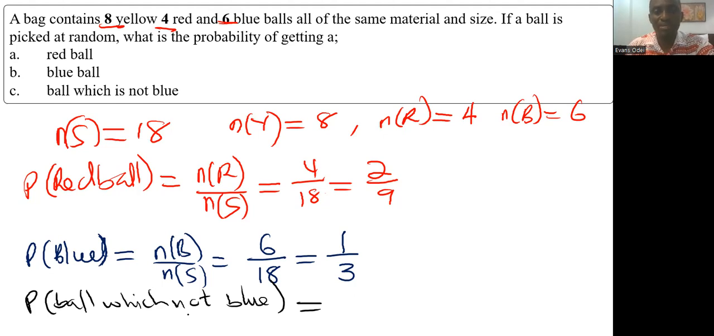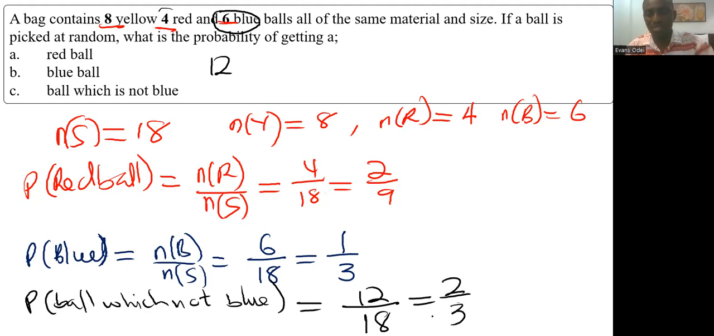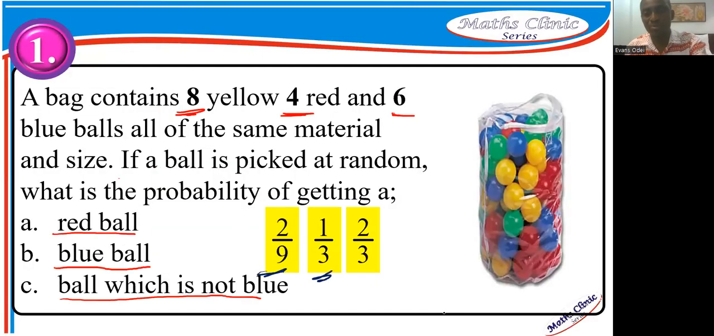I will say that, okay, if I say probability of non-blue, if I subtract the total number of blue from the sample space, I have non-blue to be 12. So the number of events which is not blue is 12 divided by 18. And when you simplify this, 3 divides here as 4 and 3 divides here as 6. Or I can even do something better. I can pick 6 to divide the 12 as 2, and the 6 will divide 18 as 3. And so the answer is 2 over 3. That's what we saw here. Very good. 2 over 3.